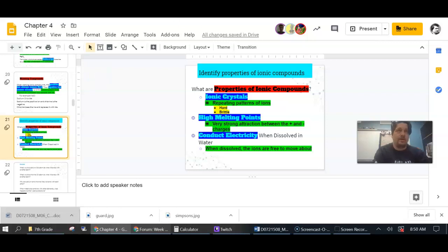Now, ionic compounds have some properties. One, they're made up of crystals. If you remember back to minerals last year, minerals have crystals. They're repeating patterns of ions. They're hard. They're brittle. They have a high melting point. The high melting point is because opposites attract. That's very true, especially in chemistry. And when you dissolve them in water, they will conduct electricity. When they're dissolved, the ions are able to move about freely, and it allows the electrons to shoot from atom to atom to atom. So those are some of the properties of ionic compounds to remember.